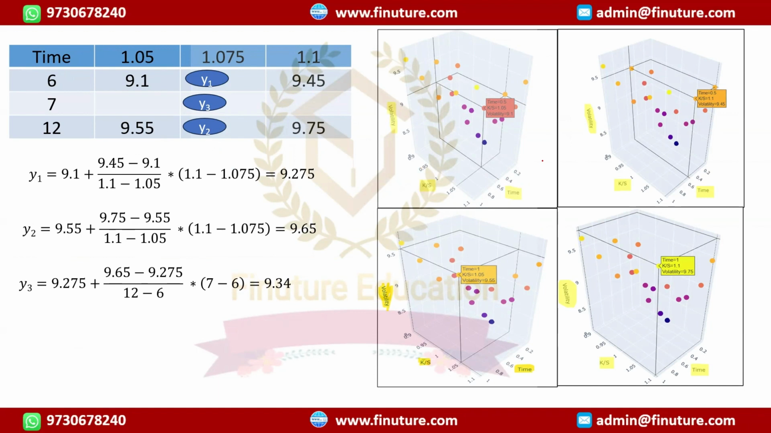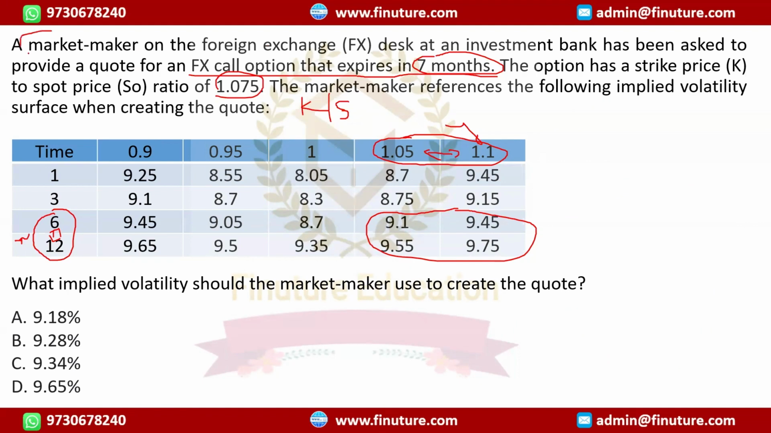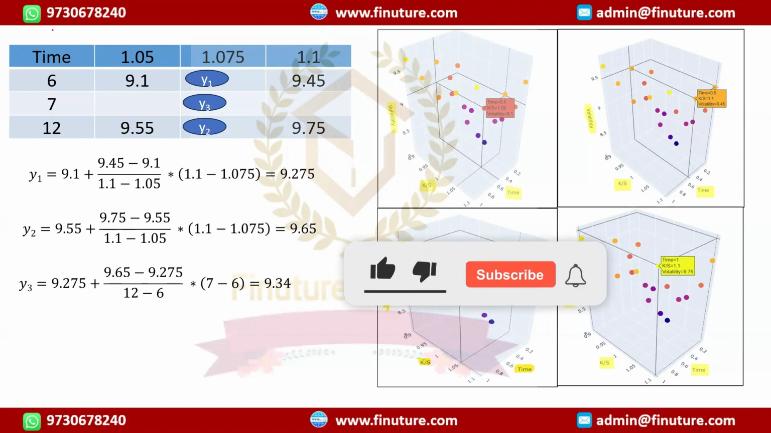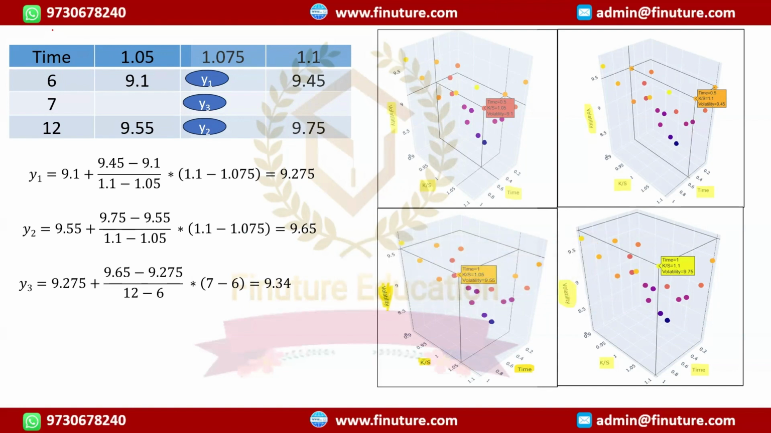But if you really want to work with this kind of data, then you need to get more of a sense of it. In fact, trust me, it is highly unlikely that this kind of question will be asked in the exam. But for the initial learning process, it is good to understand how interpolation is done in this kind of data. So let's see. You are asked for 7 months and a moneyness of 1.075.